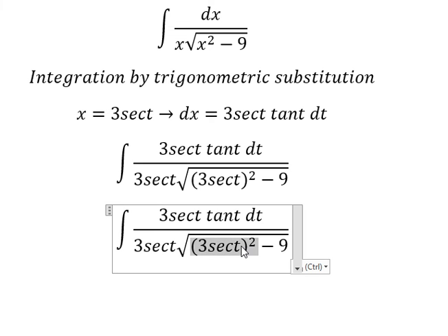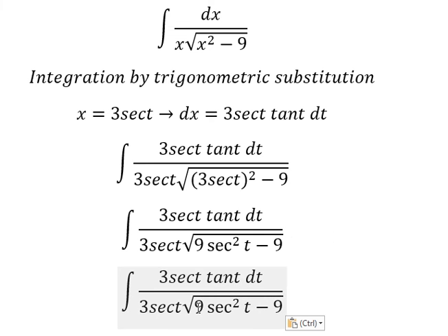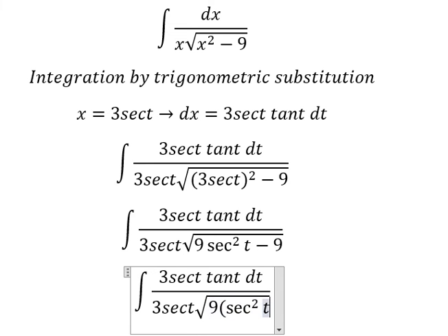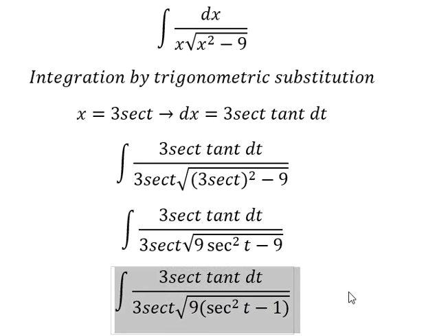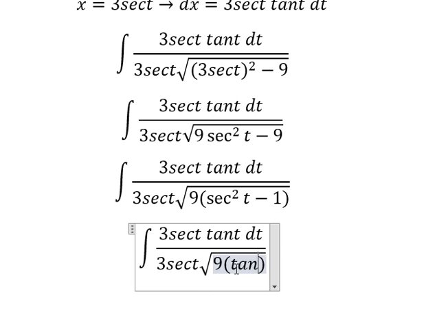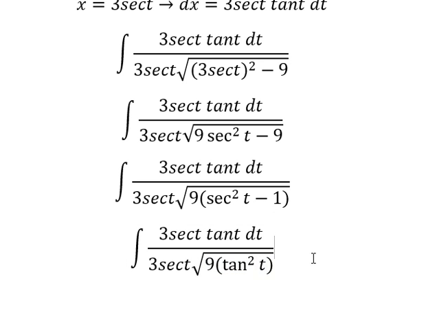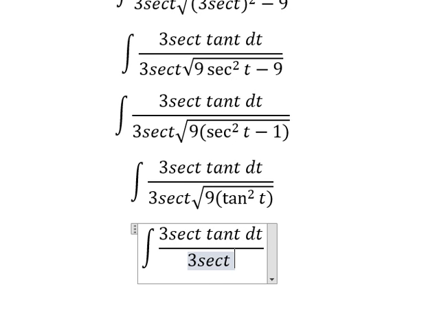This one we have 9 secant of t square. Number 9, we can do factorization. Secant of t square minus 1, we change by tan t square. The square root of this one, we have 3 tan t.